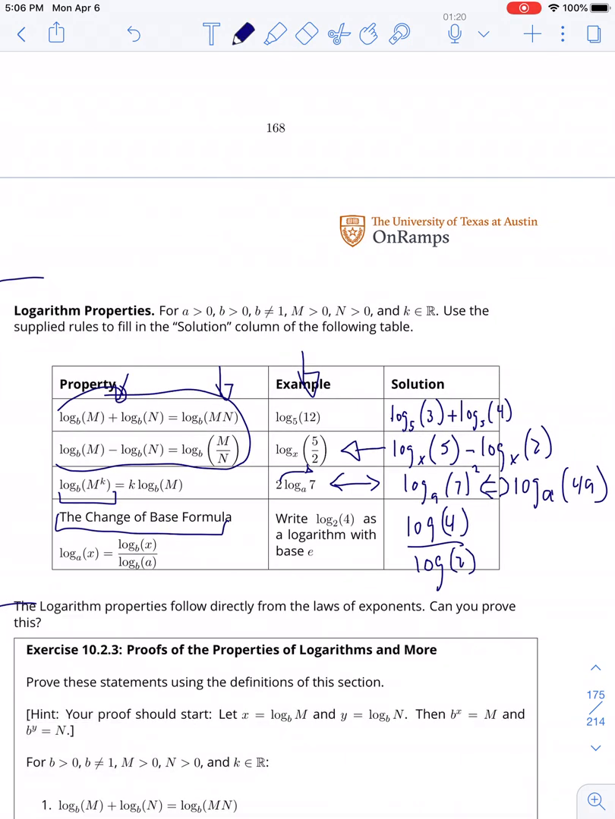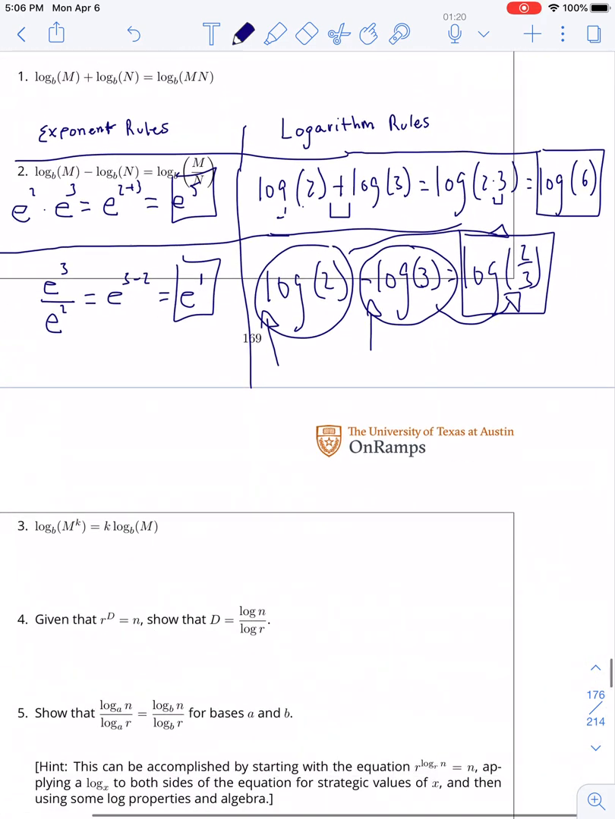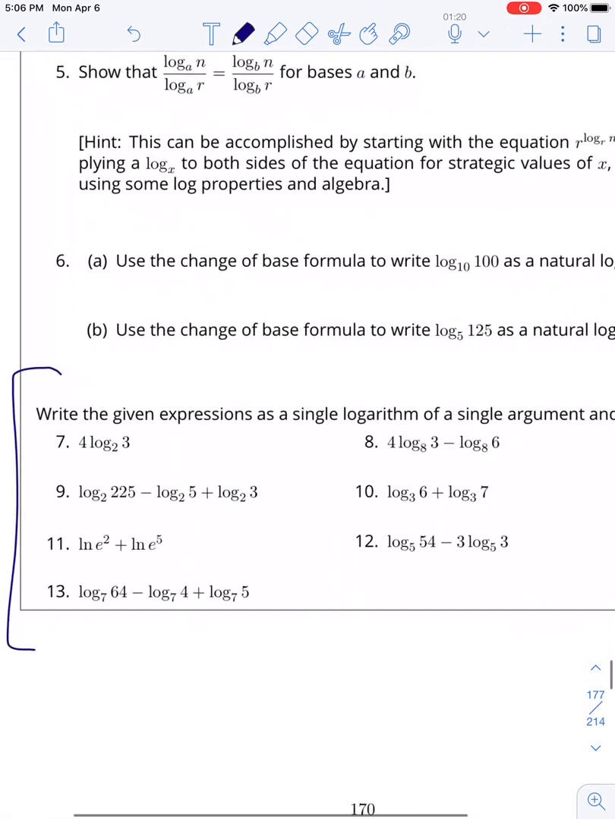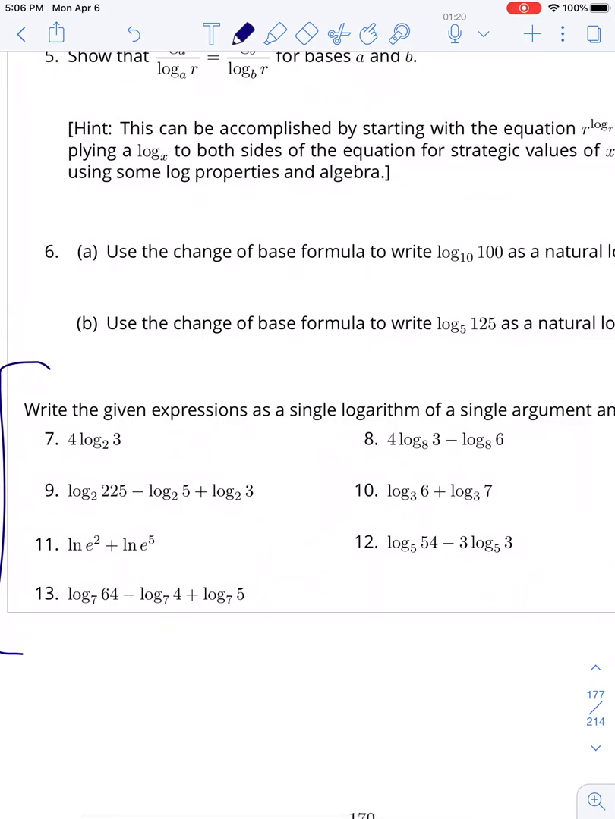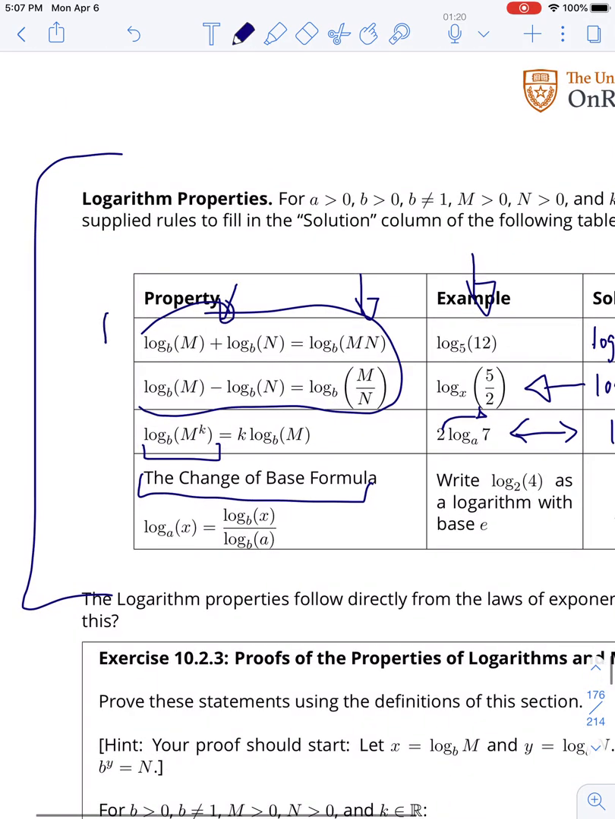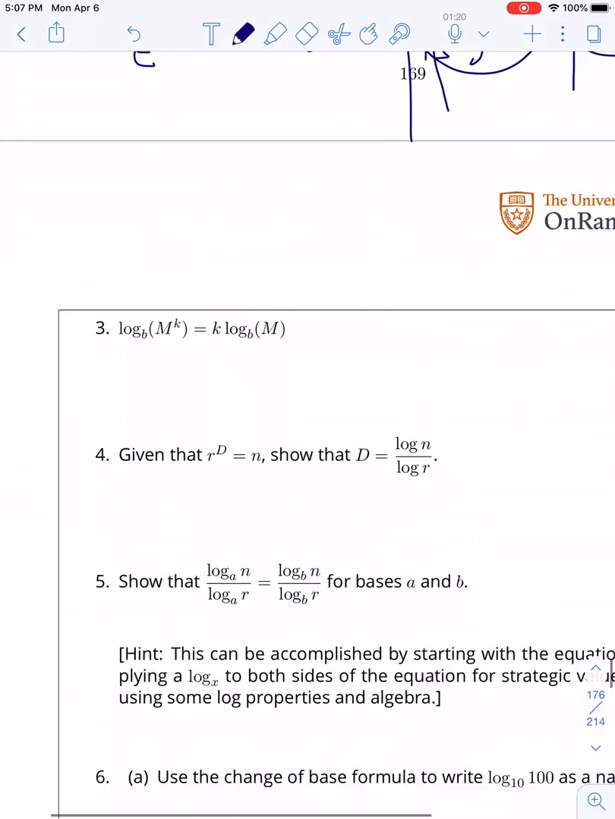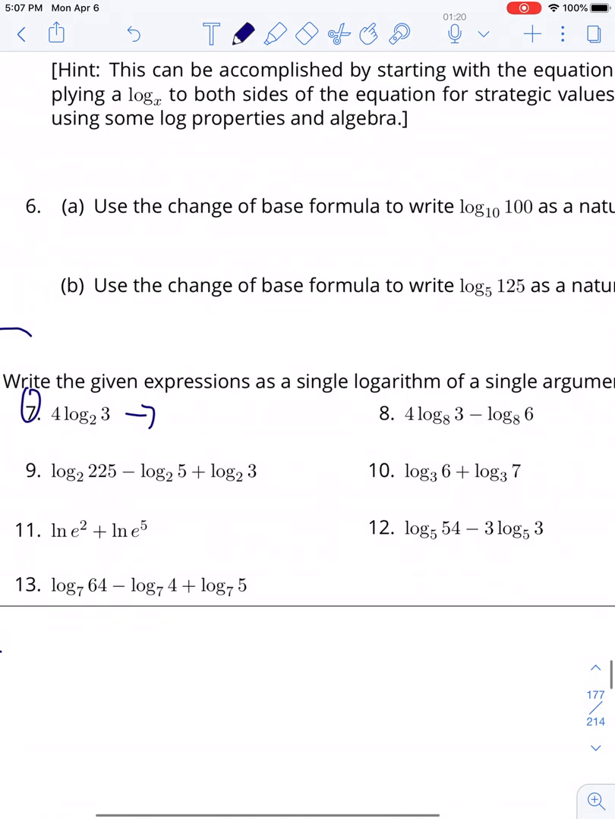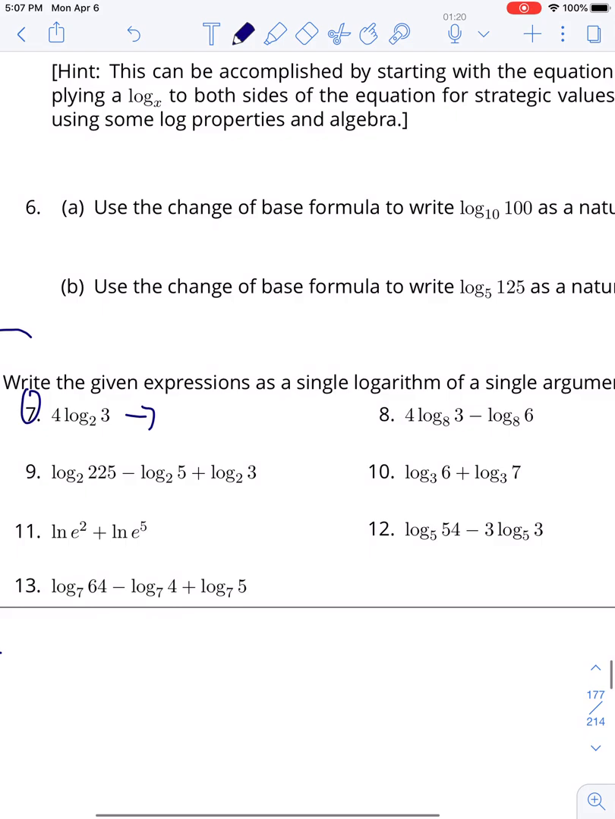So there's the rules. Let's scoot down to the activity down here. I believe I assigned y'all 7 through 12. We'll do a few of these together real quick, just to make sure we got it. Let's look at number 7. If we number the rules in the box 1, 2, 3, 4, number 7 is using which rule in the box? It's using number 3.